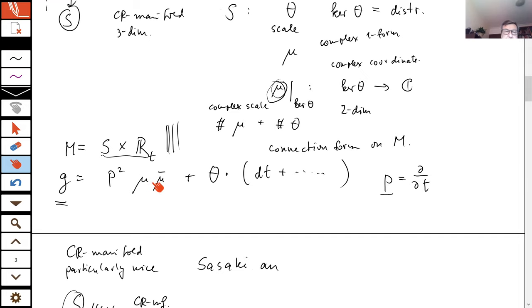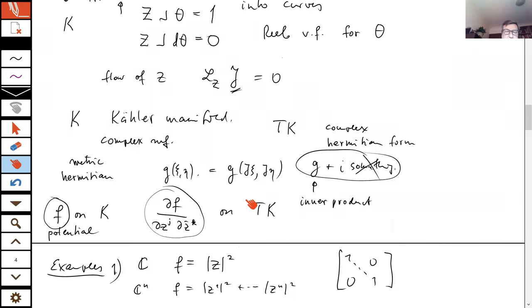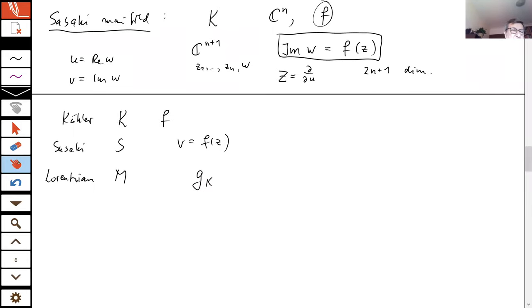So think of mu as a complex coordinate. So the exterior differential of a complex coordinate. So we have here a kind of a Kähler metric which is scaled, and we add something which produces the Lorentzian signature. So here we do something similar. We start with a Kähler metric. We would be allowed to rescale it by a positive real scalar. Then we add our theta, and we want to multiply here by some horizontal connection form plus something like this.